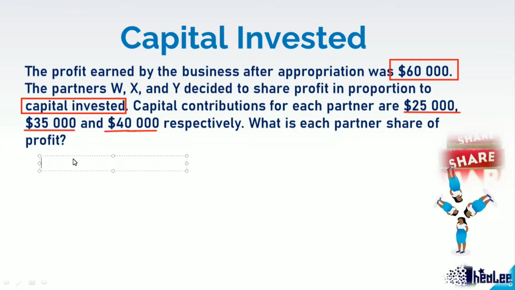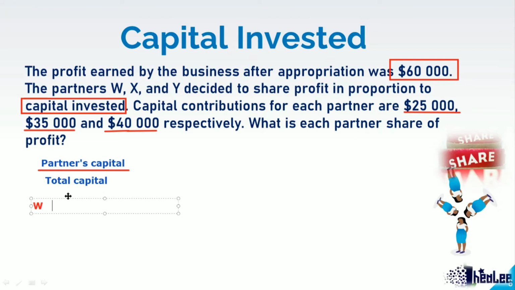When you're working with capital invested, it is the partner's capital divided by total capital. That is partner's capital divided by total capital. That is the capital contributed by each partner. So for W, we're going to calculate for W first.